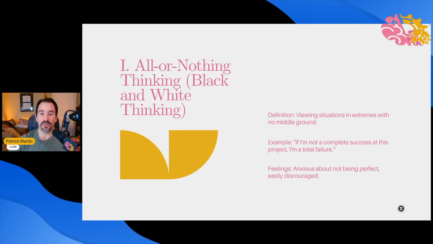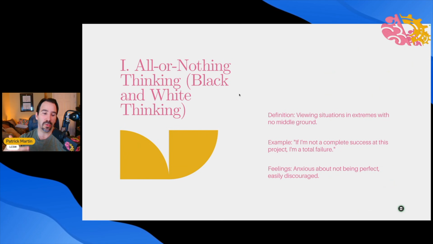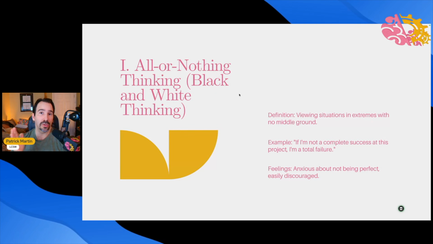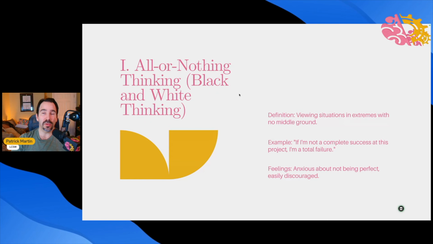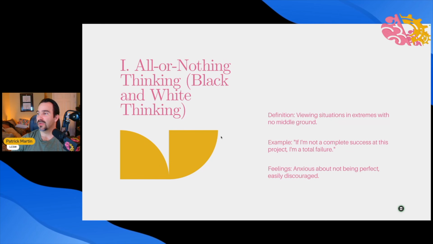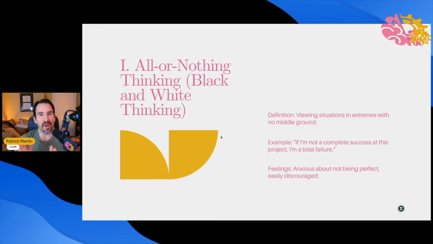So some of the most common beliefs start off with the all or nothing. This is one of the more easily understood ones. It's very black and white thinking, all good, all bad. I'm horrible, I'm unlovable, right? Or I'm the best thing on the planet. This is kind of what we're talking about. So this is viewing situations in the extreme, and there's really no middle ground, right?